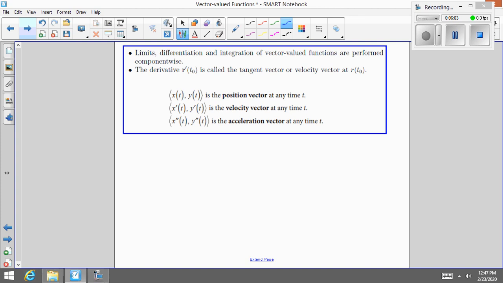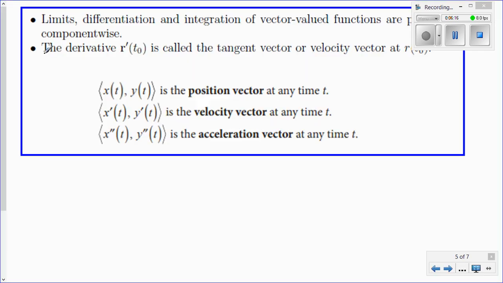Okay, limits, differentiation, and integration of vector value functions are performed component-wise. So, for instance, if you're given the position vector at any time t, then to find the velocity vector, you would just find the derivative of x of t and find the derivative of y of t. And then to find the acceleration vector, you just find the derivative of the velocity vector for each component.